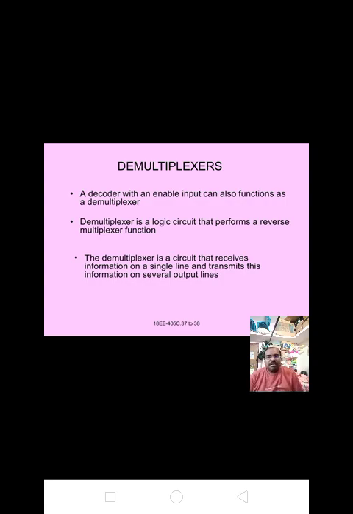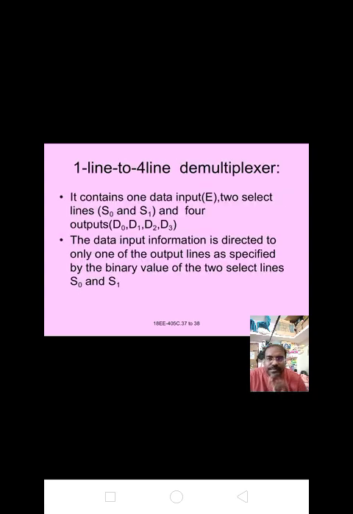See, already we learned that the multiplexer has several input lines and only one output line. But the demultiplexer has a single input line, and the output is several output lines. Here a 1 line to 4 line demultiplexer, or 1 into 4 demultiplexer, is given to you.